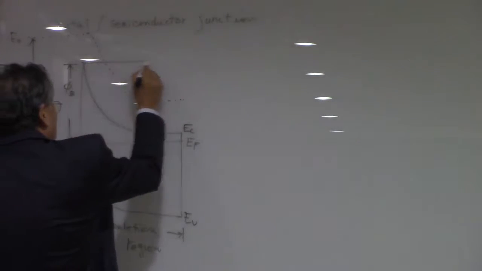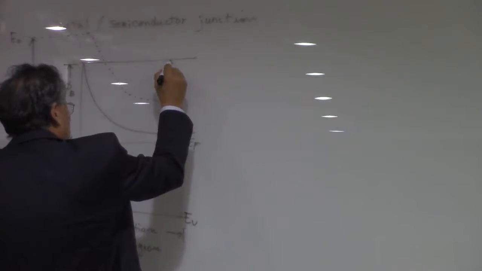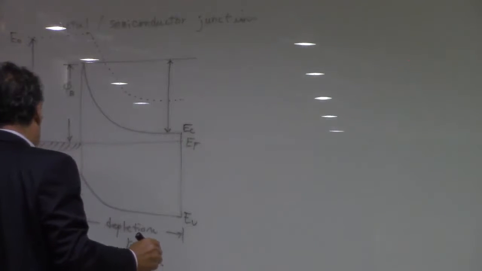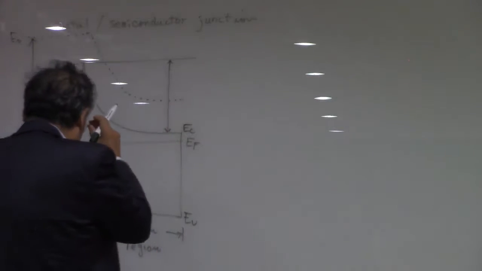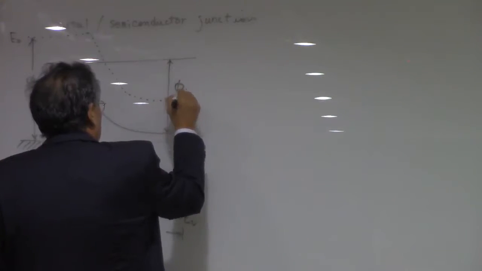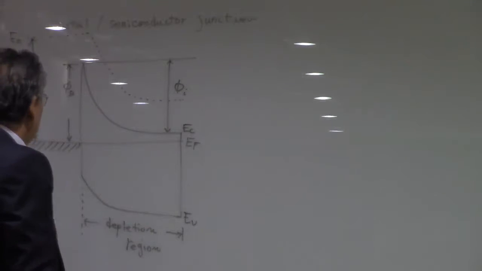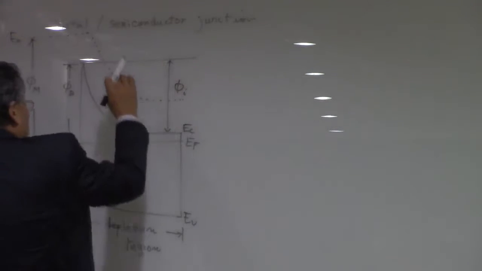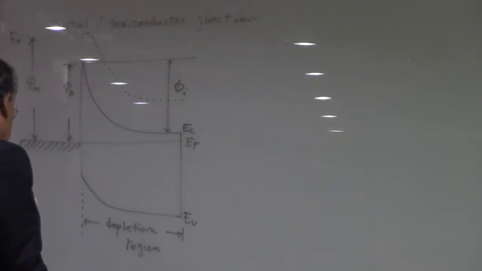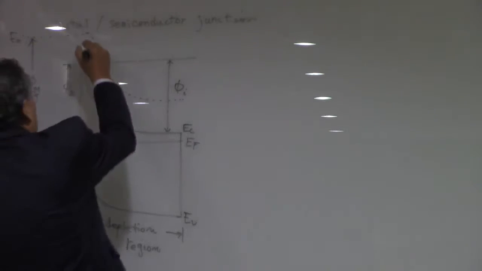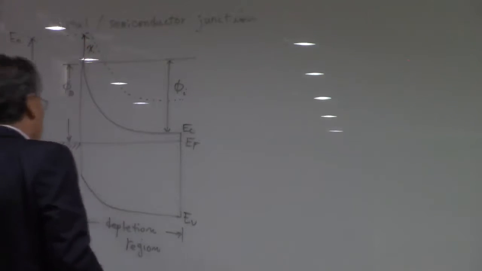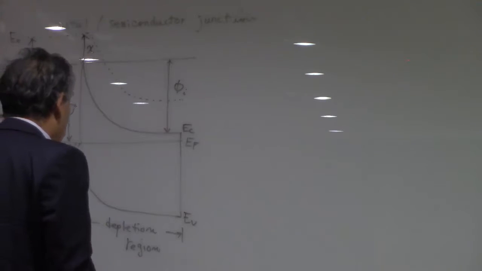And this distance is the phi I, the built-in potential. Okay, this is the built-in potential. And the energy difference from here to here is chi, the affinity. Okay?